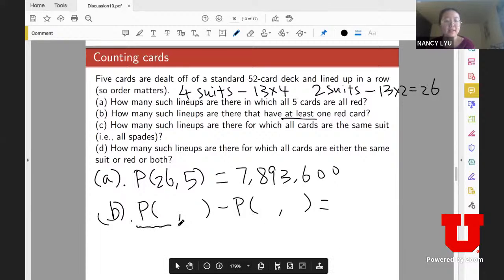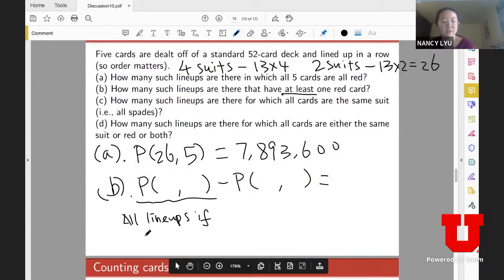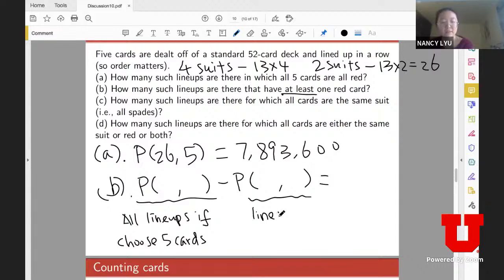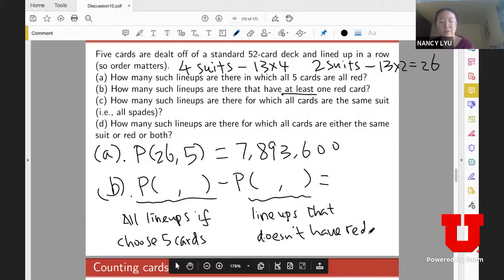So this part means all lineups if we choose 5 cards. And this one means lineups that do not have a red card.